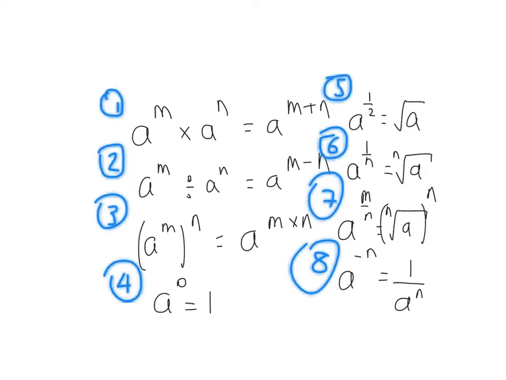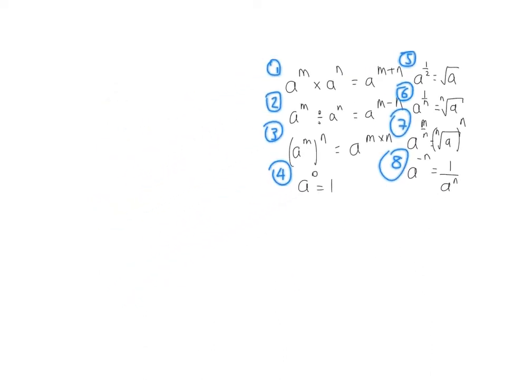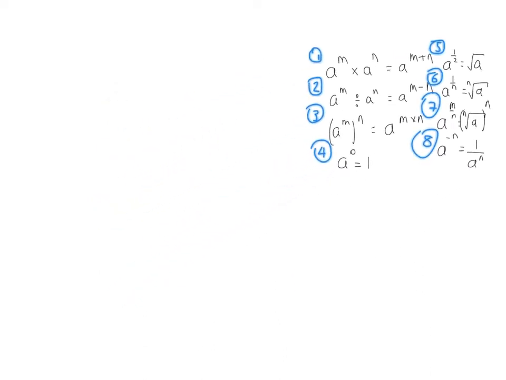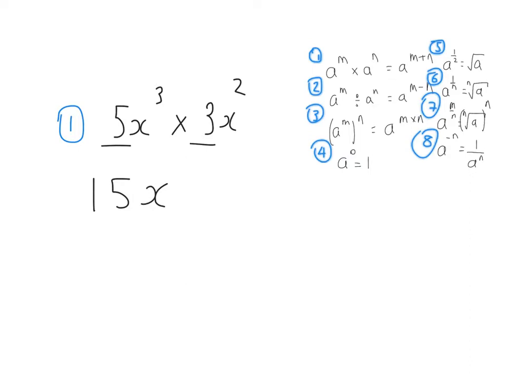Now for the purposes of this tutorial and for reference, I'm just going to label these rules from 1 to 8 as shown. So let's look at a couple of questions. Example 1, we're going to do 5x cubed multiplied by 3x squared. Well, 5 times 3 is 15, and then add the powers. 3 plus 2 is 5, 15x to the power 5.